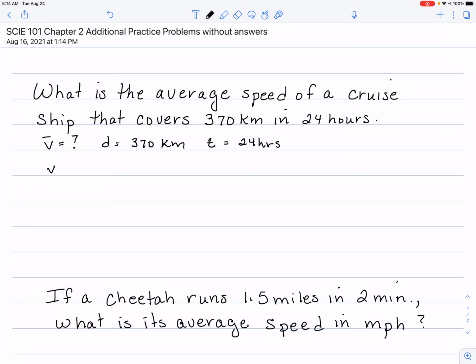So we know our average speed is distance over time, so we have 370 kilometers divided by 24 hours, and that's going to give us an answer of 15.4 kilometers per hour. Okay, let's do another one.